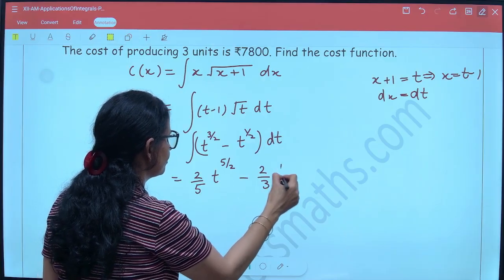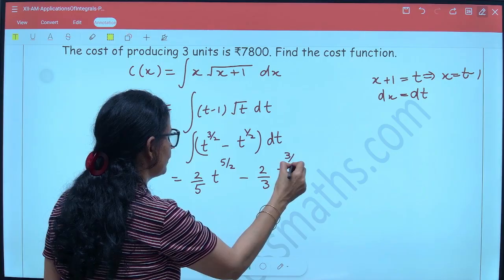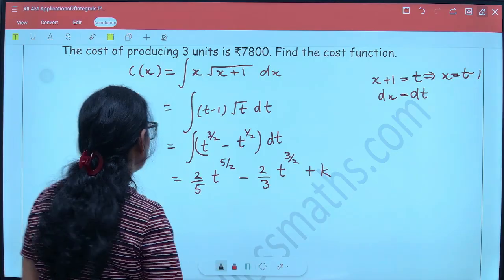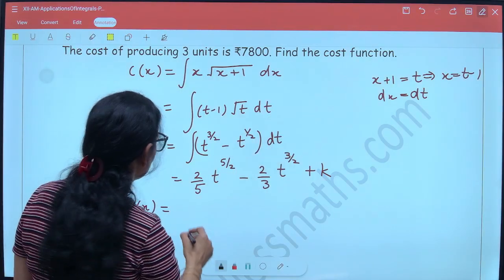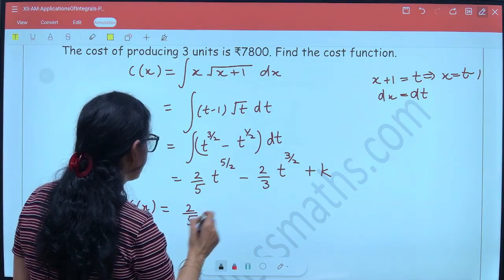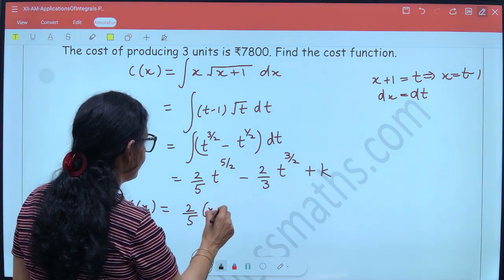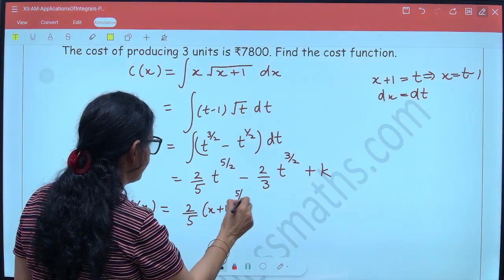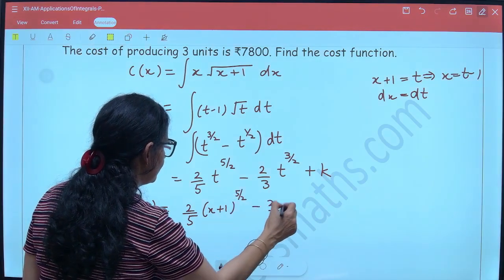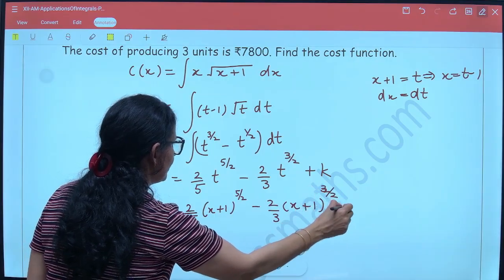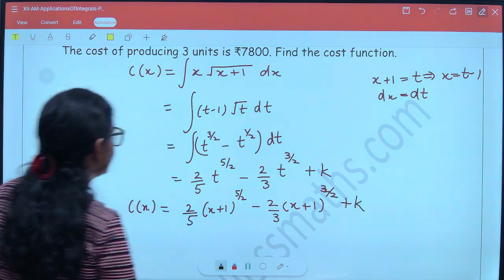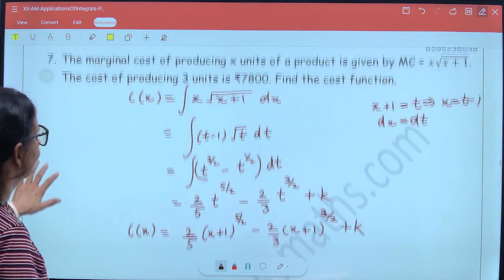So it is 2 by 3 t to the power 3 by 2 plus the constant of integration. Eventually we replace t back with the function of x, whatever we have substituted. So 2 by 5 (x plus 1) to the power of 5 by 2 minus 2 by 3 (x plus 1) to the power of 3 by 2 plus the constant of integration. This becomes the cost function.